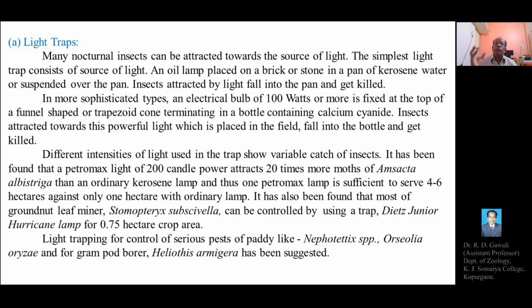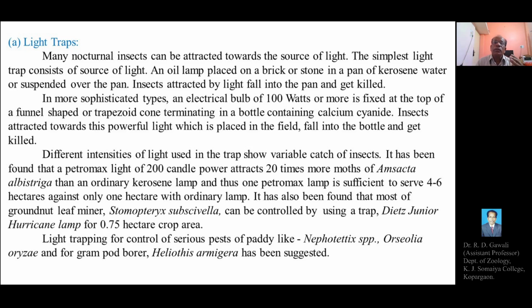The insects from only 1 hectare area can be attracted towards the light trap prepared using a kerosene lamp, and a single light trap prepared using a Petromax light having power of 200 candles can attract 20 times more moths from the 4 to 6 hectare area. So this is the advantage.